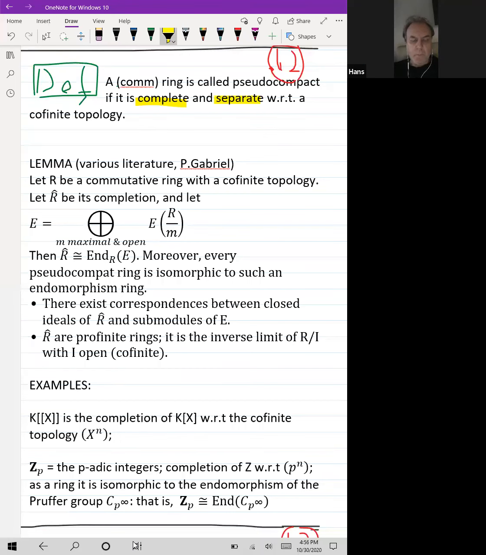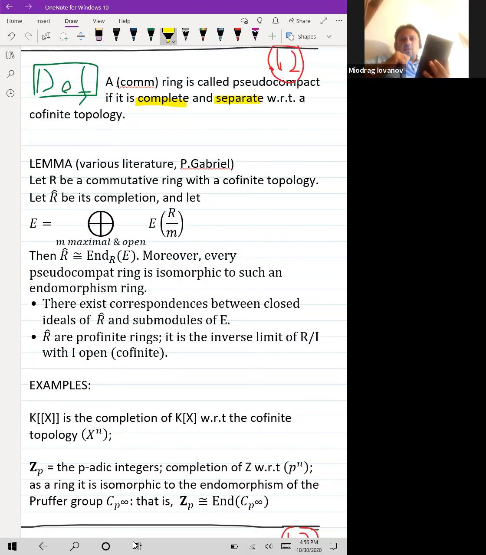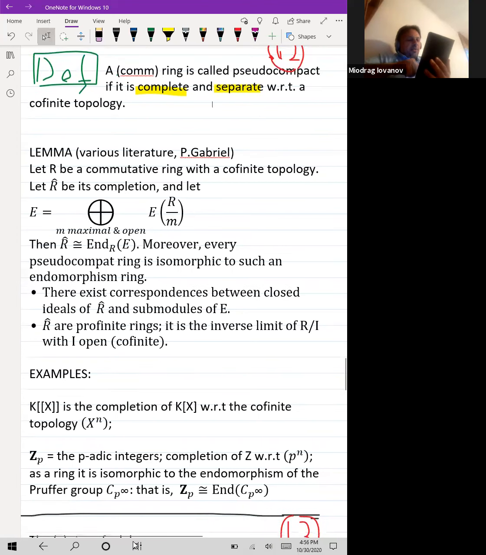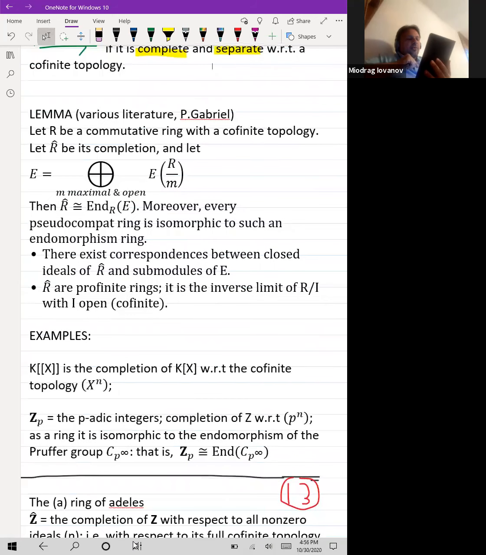Many places consider separate as a subcondition of complete, just as many commutative algebra books consider Noetherian as part of the word local. So it's a very good point. Yeah. So here's this lemma, which, as I said, follows from work of Gabriel and some various literature.